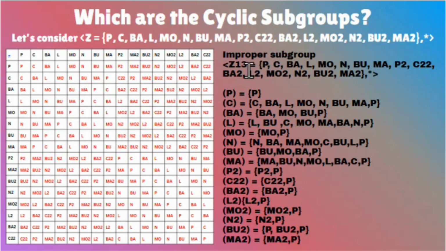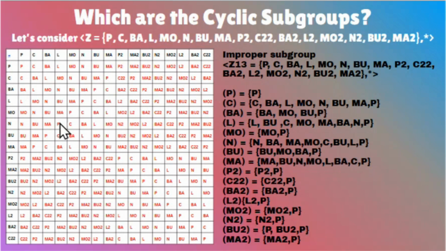So we have P. So P star P is equal to P. So we're going to stop. Then C star C is equal to BA. And then BA star C is equal to L. And then L star C is equal to MO. And then MO star C is equal to N. And then N star C is equal to BU. And BU star C is equal to MA. And then MA star C is equal to P. So we're going to proceed to the next element.